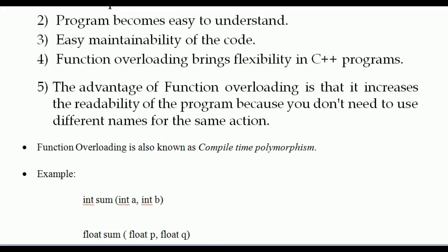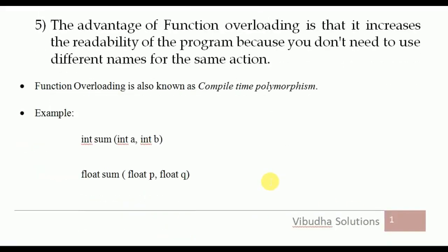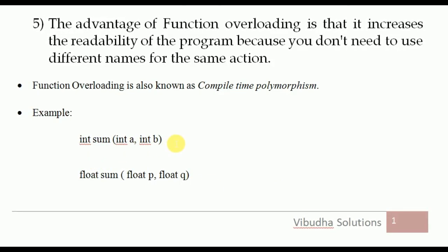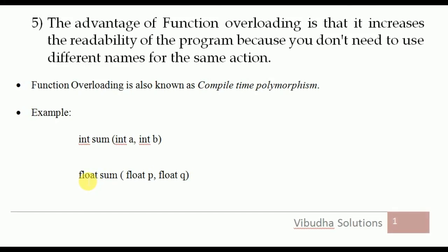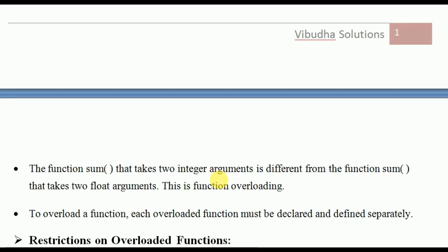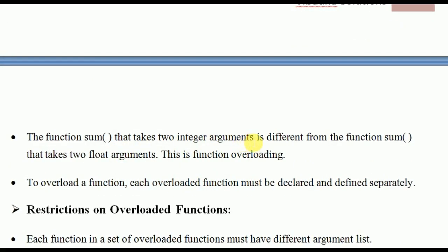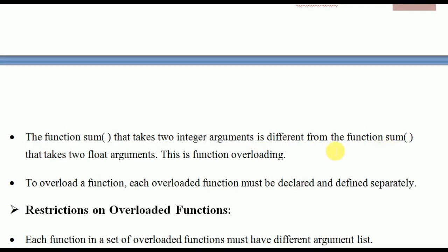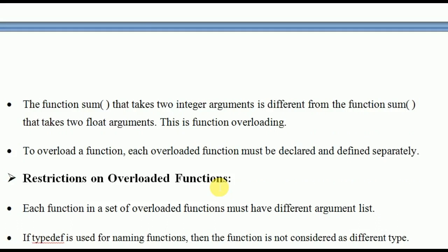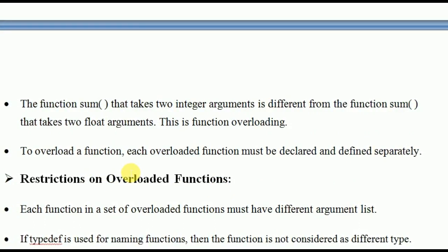Function overloading is also known as compile time polymorphism. For example, here is a function int sum, int a and int b, and here one more function called float sum, that is float p and float q. The function sum that takes two integer arguments is different from the function sum that takes two float arguments. This is function overloading. To overload a function, each overloaded function must be declared and defined separately.